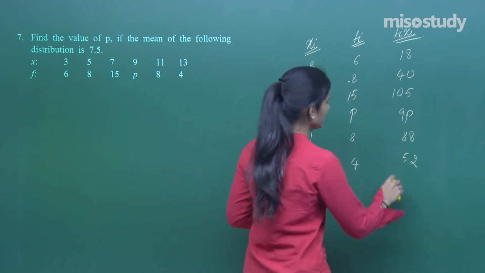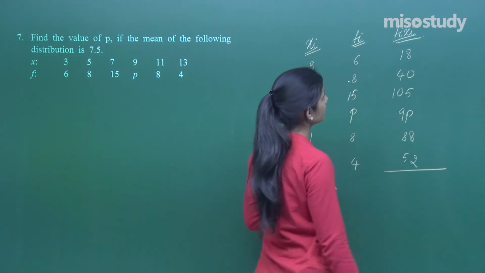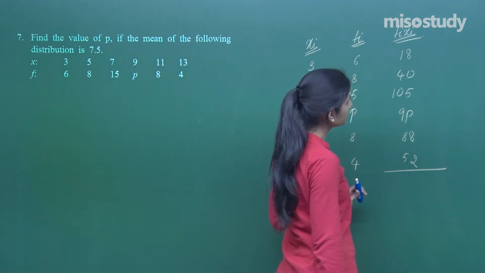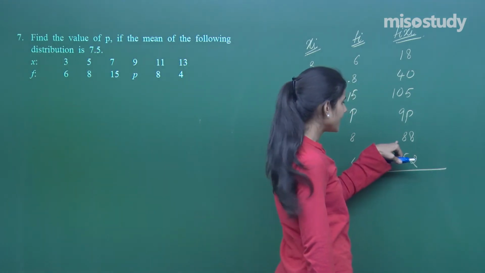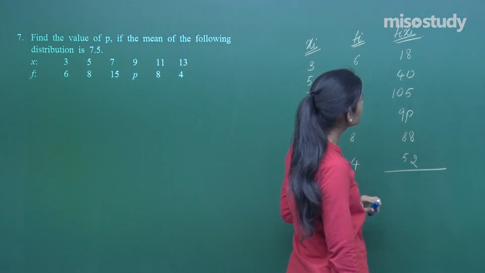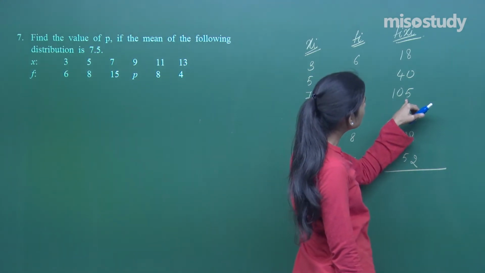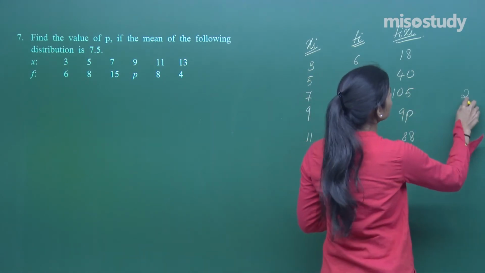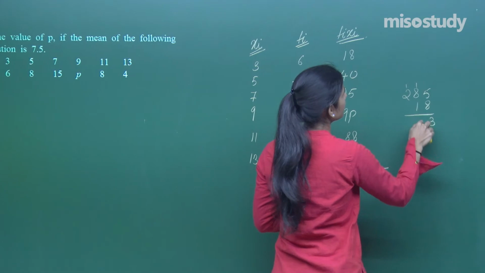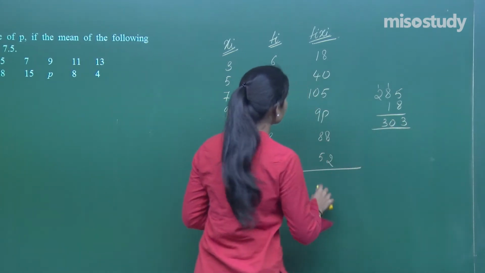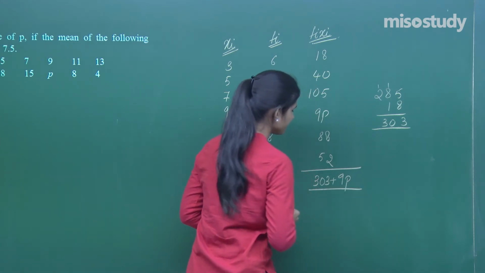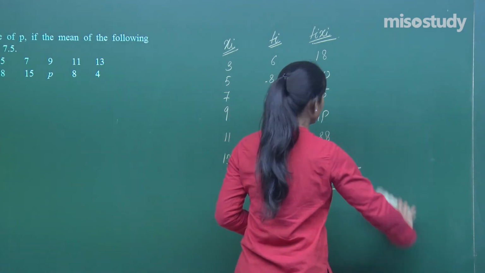Let's talk about summation fi xi. You get what? 88 plus 52 gives you 140. 140 plus 105 is 245. Then this is 285. And 285 plus 18 is 303. So you get 303 plus 9p as summation fi xi.